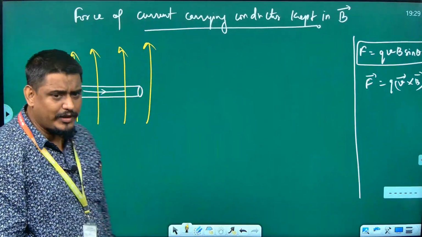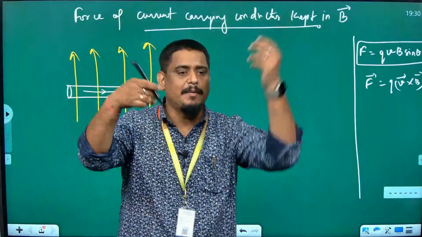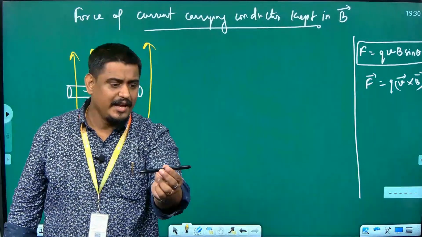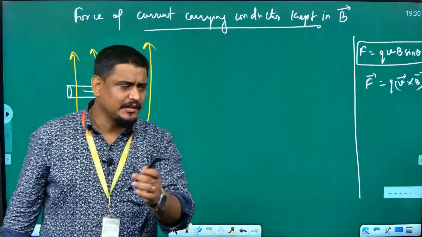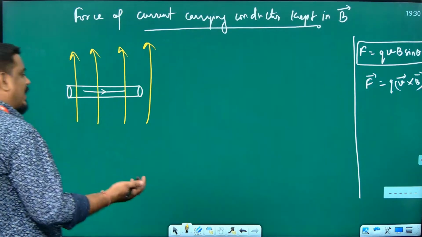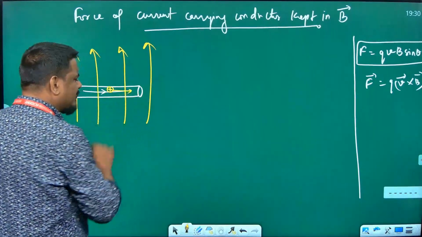Are you able to feel what I am doing? The magnetic field is from down to up like this, and I am keeping the conductor like this. It is a current carrying conductor. If the current is moving in the right hand side direction, and I take the movement of a positive charge, then the movement of positive charge will happen in the same direction.